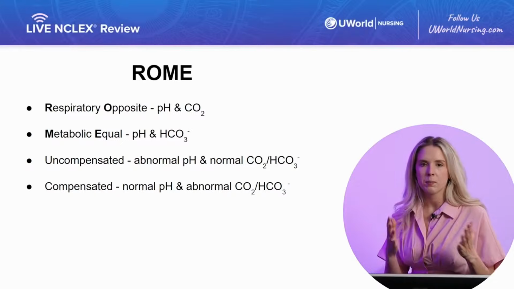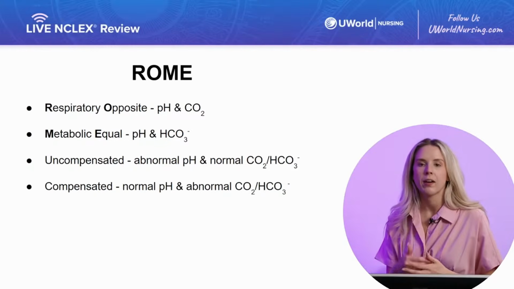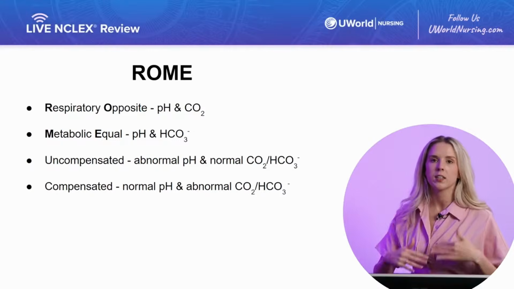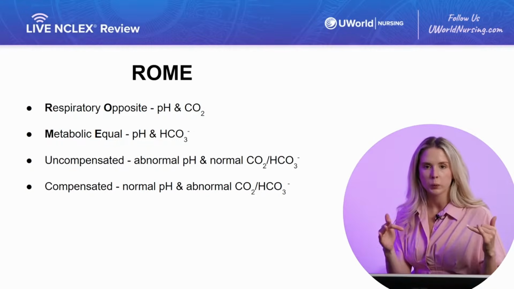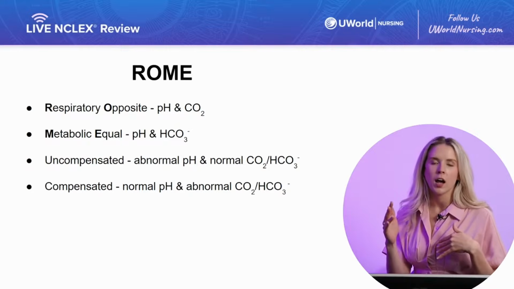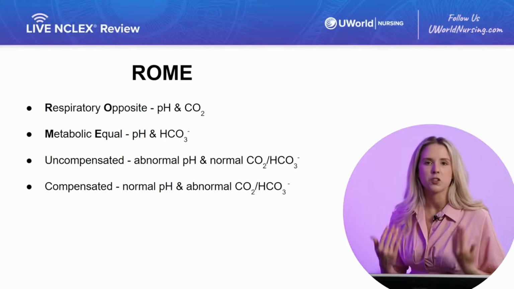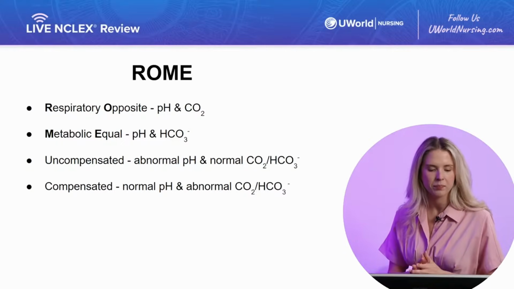In uncompensated, because we're still abnormal, we may have a normal carbon dioxide or bicarb, whereas in compensated, the body has worked to compensate to get that pH back into a normal range, and because of this, our carbon dioxide or bicarb may still be a little bit out of whack. That's just part of the compensatory mechanism.